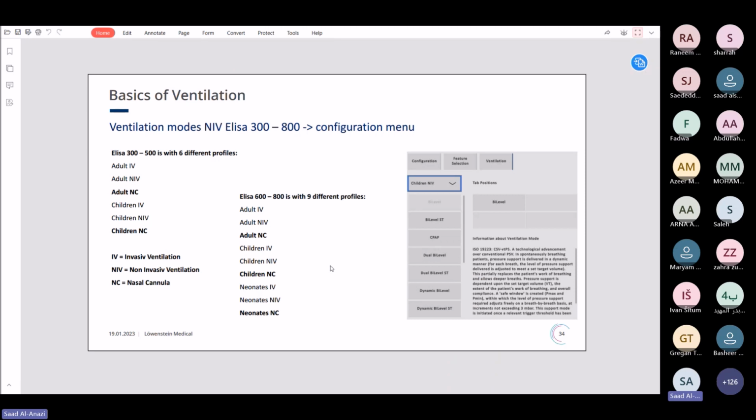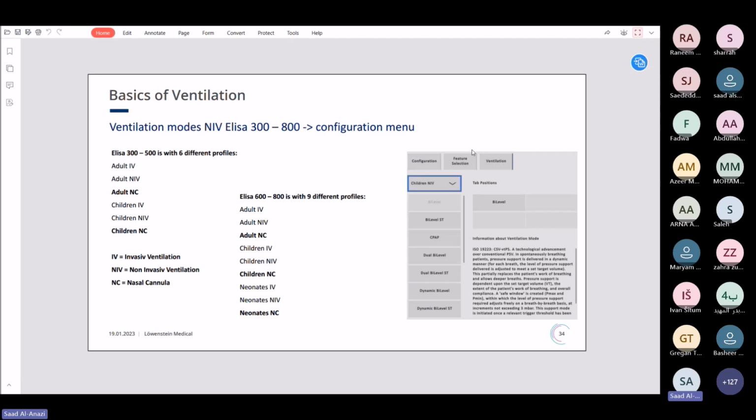Here, we need to explain about the ventilation modes. As you know, from the configurations, we are a medical company with unique ventilators, the ELISA 800 and all the ELISA family, and we have 28 modes. Imagine, 28 modes you can select in our ventilators.